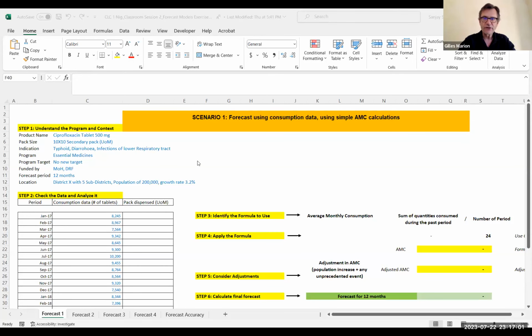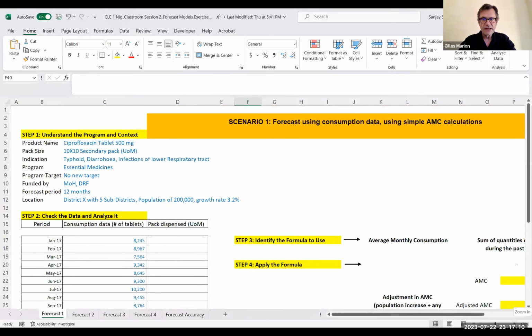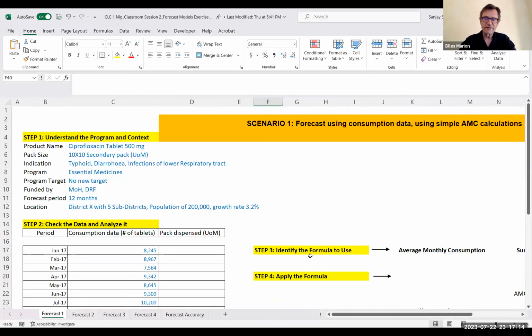Just to finish on the presentation of the case, in this particular exercise, we are going to be looking at ciprofloxacin, in tablets of 500 milligrams. The secondary pack is a box of 10. It's used to treat typhoid, diarrhea, and infection of the lower respiratory tract. It's an essential medicine, within the essential medicine program. There is no new target for the next season, so we take the information of the previous season and project it as the same for the next season. It's funded by the Ministry of Health through the Drug Revolving Fund, and the forecast period, the season, is 12 months.